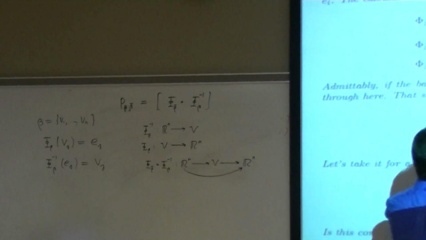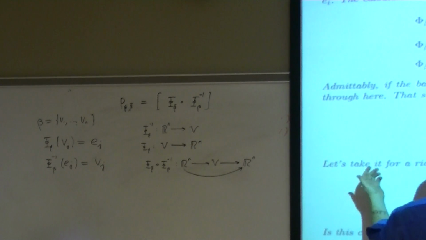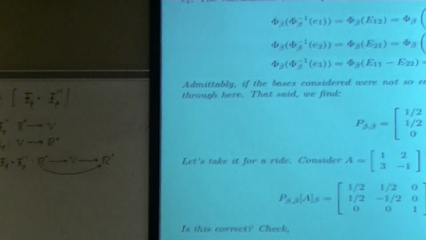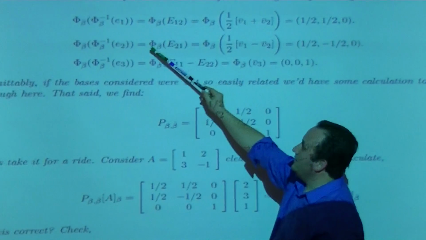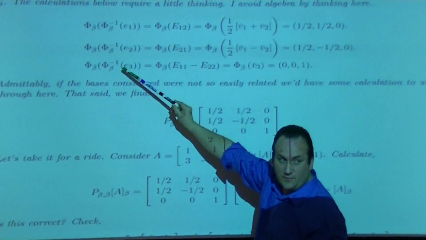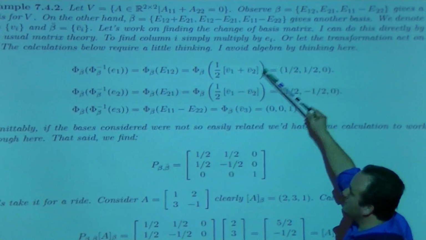See this right here? I go v beta inverse E1 is E12. How did I know that? Well, it's very simple. That's the first vector in the beta basis. So that's why I put E12 here. E2 is E21. E3 gives me the third abstract basis vector in beta, which is E11 minus E22.